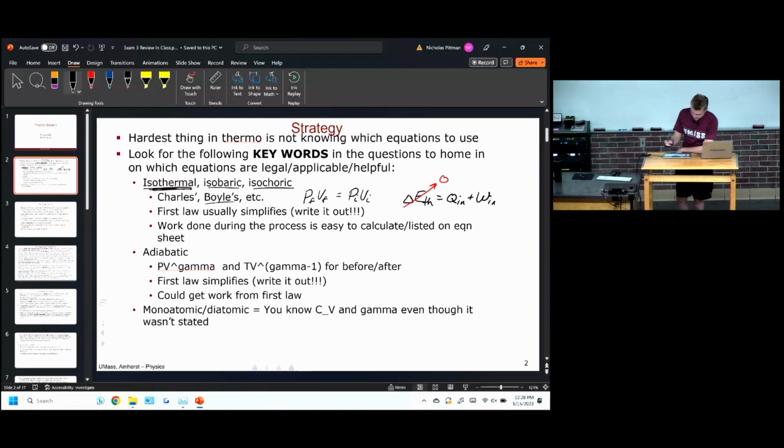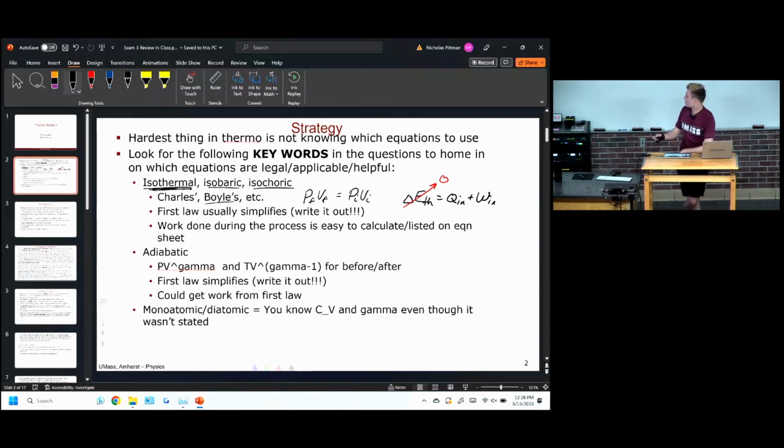Additionally, the work done during the process is either immediately told to you, for example, isochoric means 0 work done, or it is told to you indirectly through the first law. In the case of an isothermal process, you might be told the heat and asked the work. Or you can use the other equation for isothermal. I think it's like nRT log of Vf over V initial.